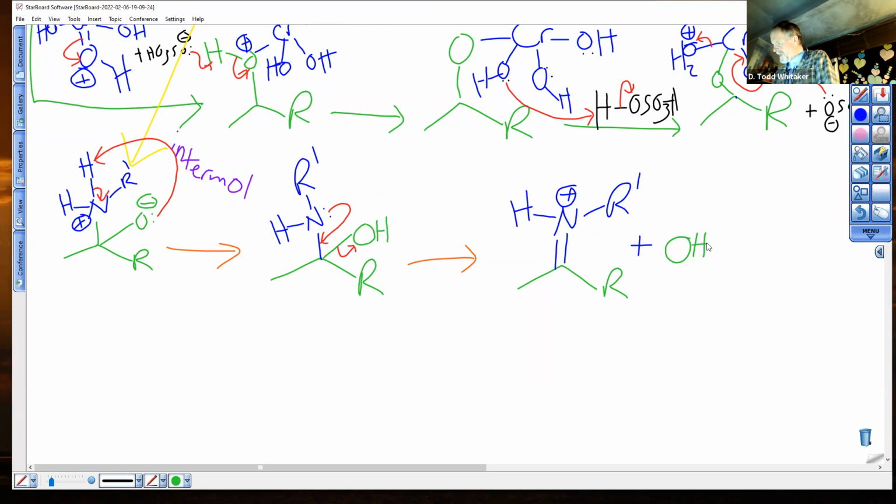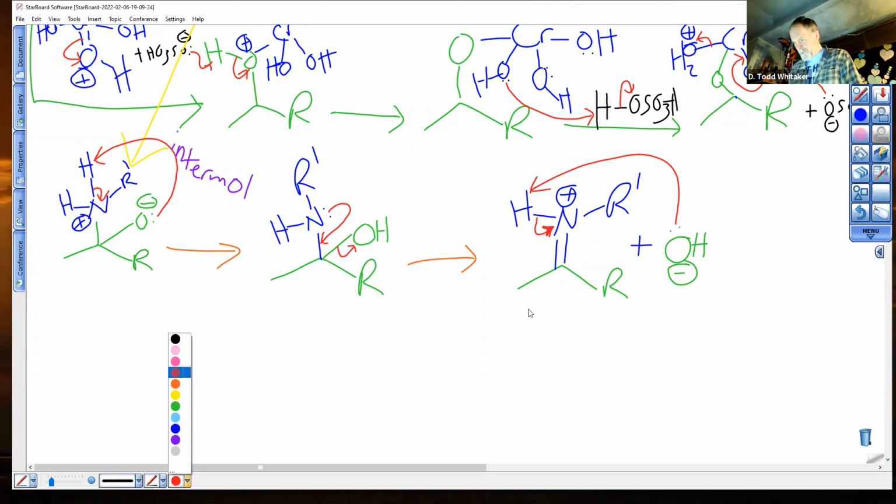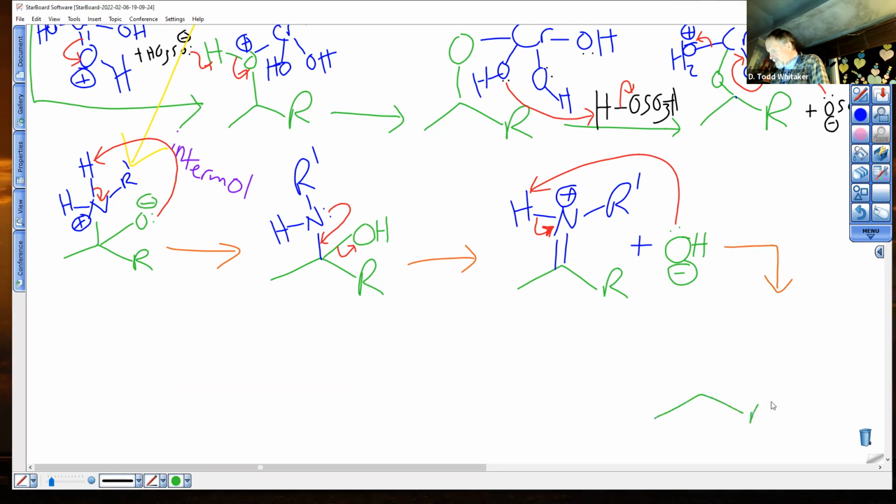The base you just made comes back, grabs the proton. Whoa. That is a bad looking reaction arrow. I'm trying to make it look better. Not bad, not bad at all. So we made an imine. I'm going to draw out the other nitrogen now. We have an R attached to carbon there. We have an imine.